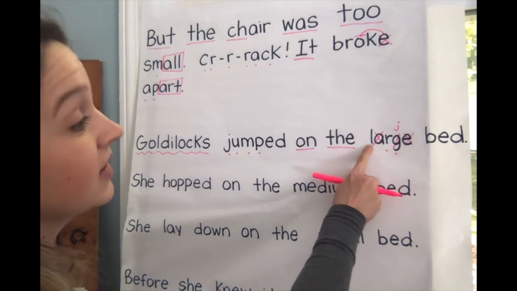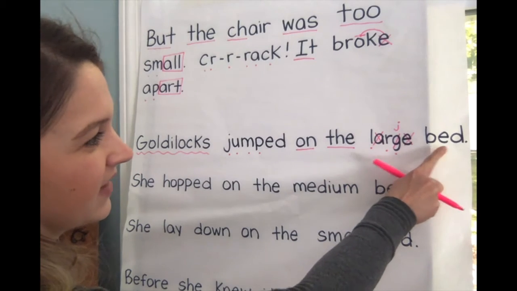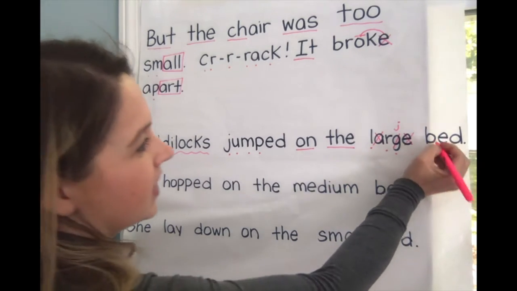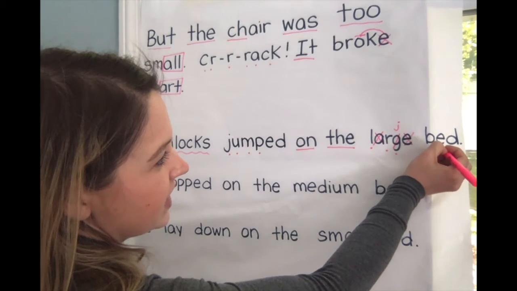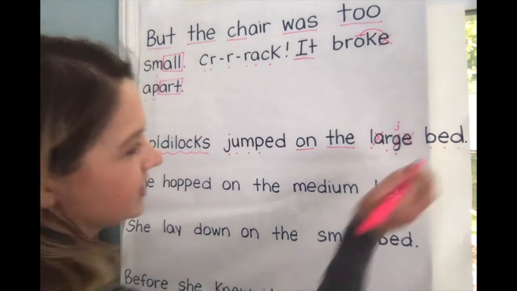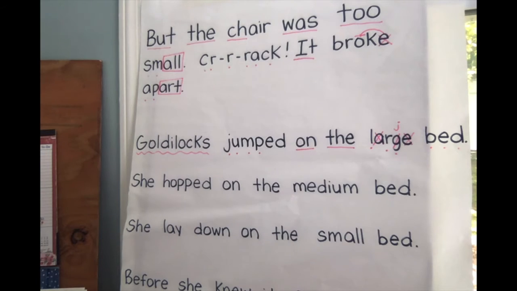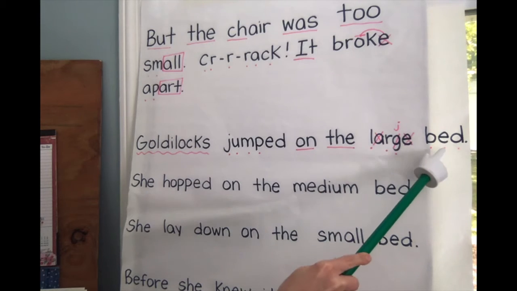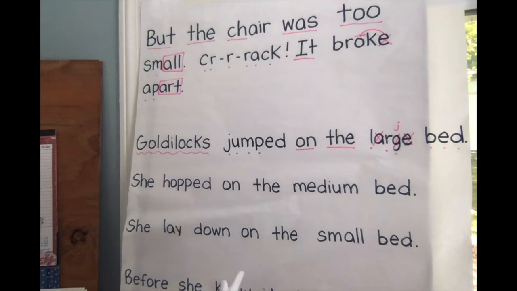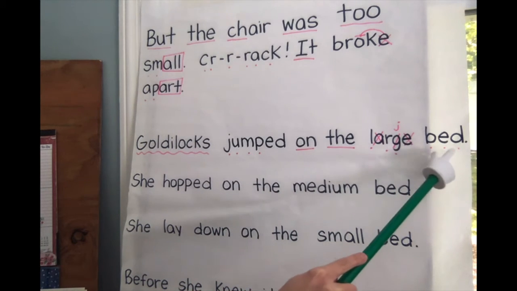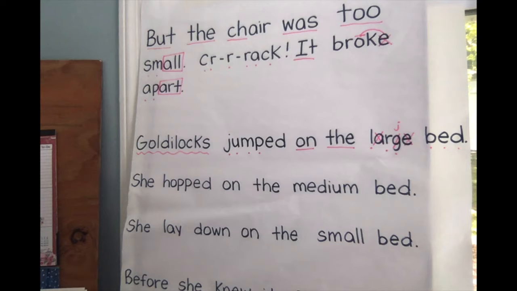Large. And then we end the sentence with a stretching word, 3 letters, 3 regular sounds. Go ahead and try reading that line on your own. And let's try reading it together. Goldilocks jumped on the large bed. Excellent. Let's take a look at the next line together.